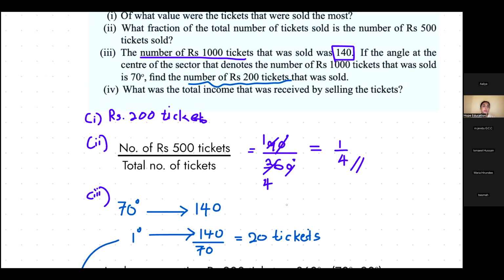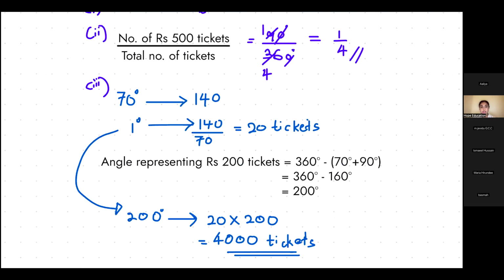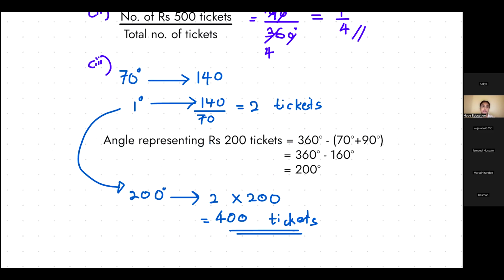One minute, method 20. I have marked it as 20. 4,000 is too big of a number. It's 400 tickets. Because here it's 2 tickets, sorry, 2 tickets. Again, I said 20. 1 degree represents 2 tickets. So then 200 degrees represent 2 times 200, which is 400 tickets.